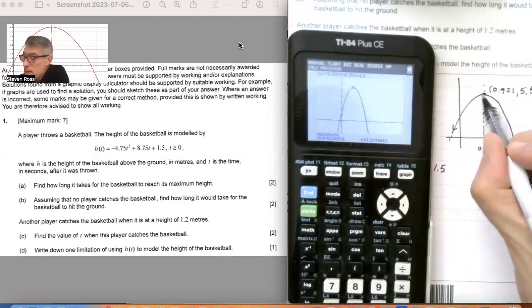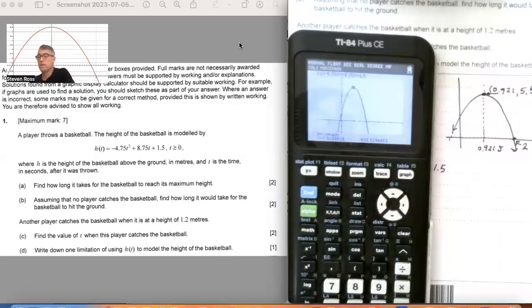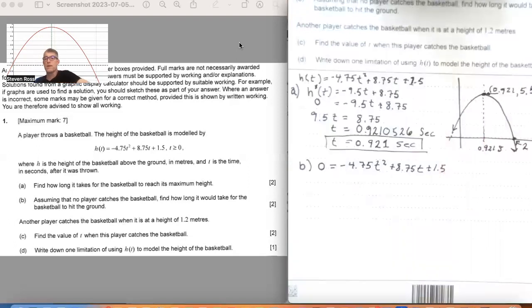Okay, so that's going to be the maximum. So I'm just going to go ahead and put this right here and say, oh, that's my maximum. And so I'm pretty confident now. I've been able to calculate the number of seconds as 0.921 seconds, and then actually use the GDC to verify that answer. So now I'm really confident. All right, so next question.